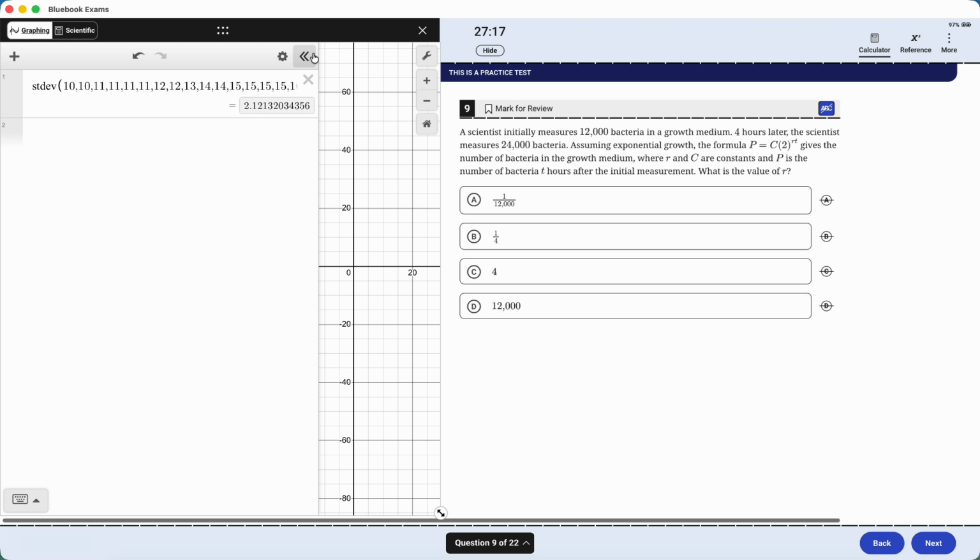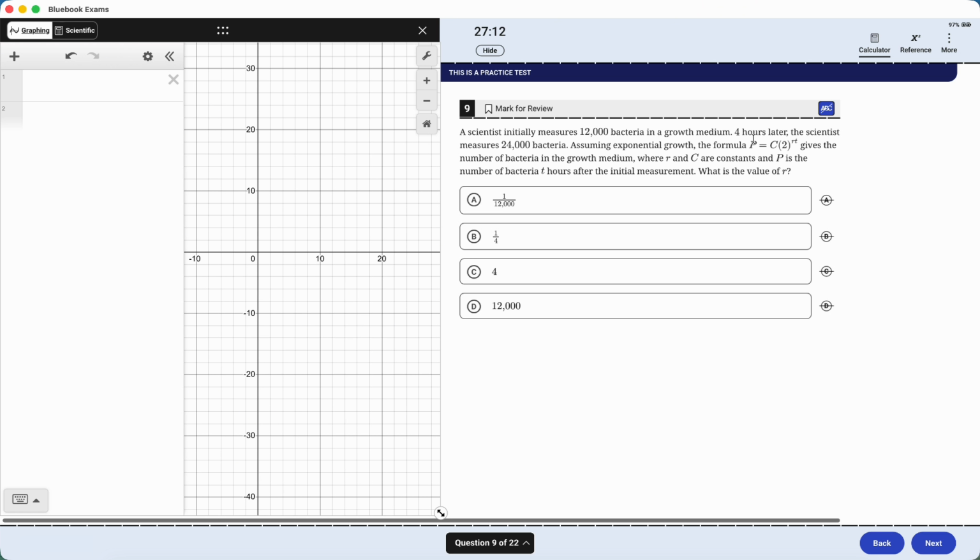All right, next one. Scientists initially measure 12,000 bacteria in a growth medium. 4 hours later, it measures 24,000 bacteria. The exponential growth formula P equals C times 2 to the RT gives the number of bacteria in the growth medium, where R and C are constants.